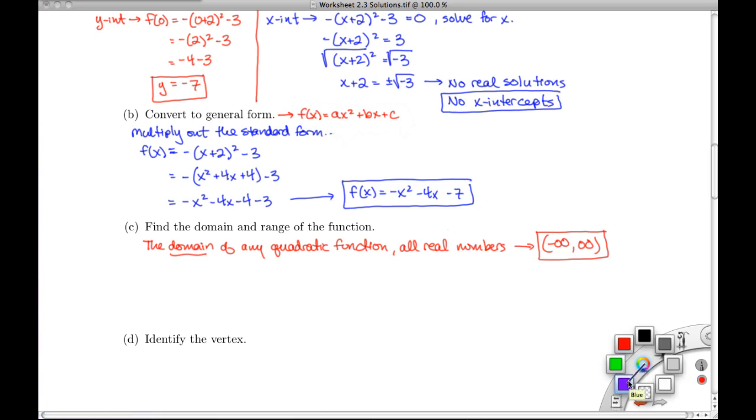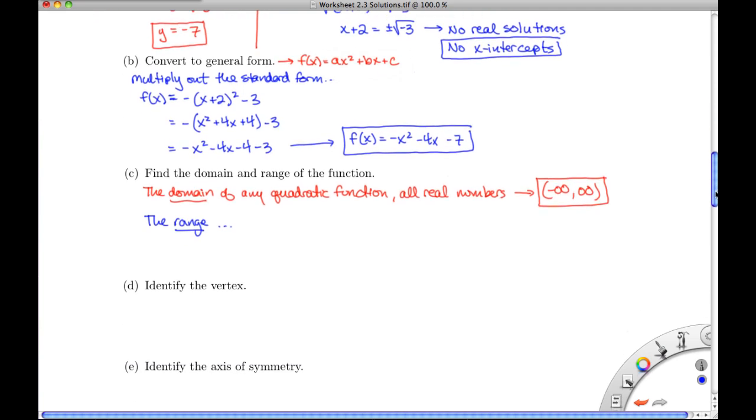And for the range, let's wait on the range for a second. I think once we get down to the graph, we'll be able to kind of see this. You might be able to figure out what it is, but let's hold off. It might be a little more clear when we see the graph.